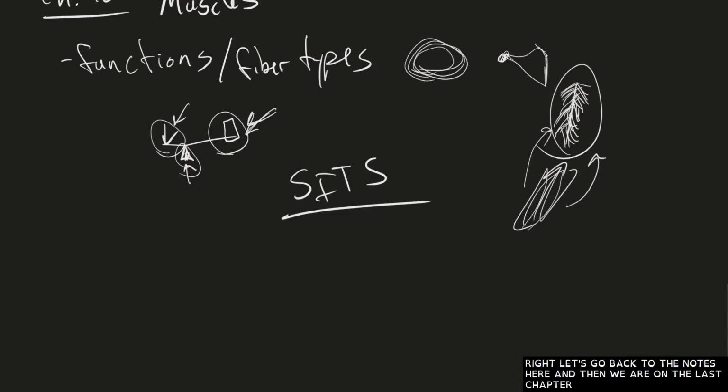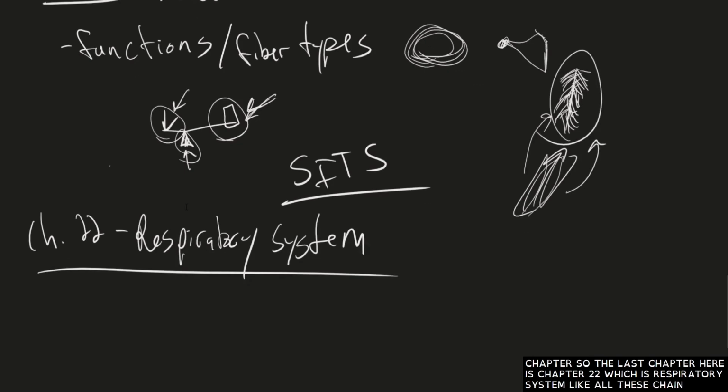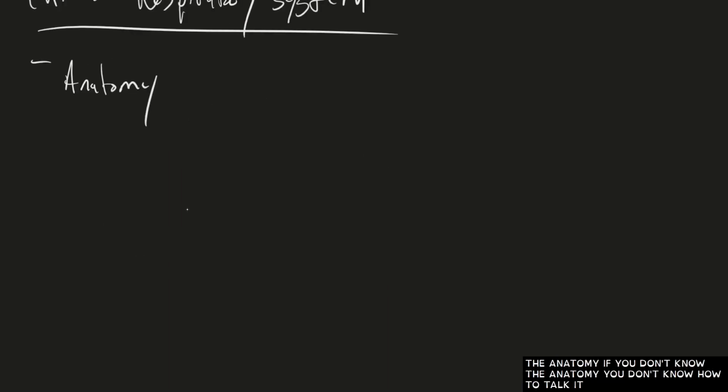So the last chapter here is chapter 22, which is respiratory system. So, like all these chapters, first thing you need to know is the anatomy. If you don't know the anatomy, you don't know how to talk it. You don't know how to read the questions and so forth. So know the gross anatomy of the respiratory system. So the pharynx, the larynx, the main bronchus, the trachea, the carina, the alveoli, the terminal bronchioles, first degree, second degree, and so forth. Know the different amounts of lobes in each lung.